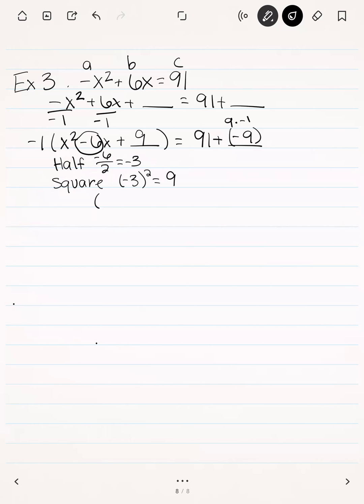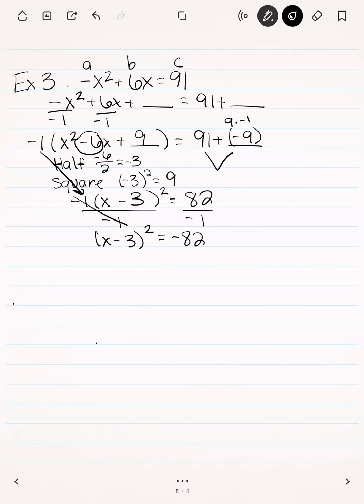So I go to my shortcut, parentheses squared, my variable, and my half term, which is negative 3, and I bring down that GCF I factored out. Over here, I add these two numbers. 91 plus a negative 9 is 82. So I divide by negative 1, divide by negative 1. That cancels out. I get x minus 3 squared equals a negative 82.